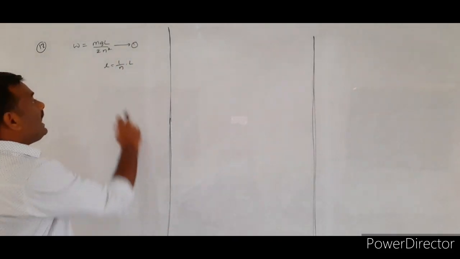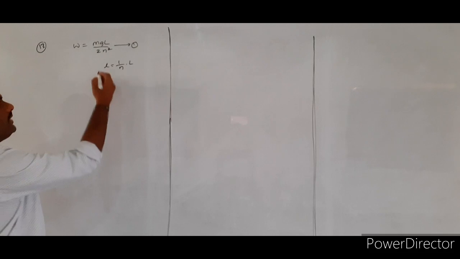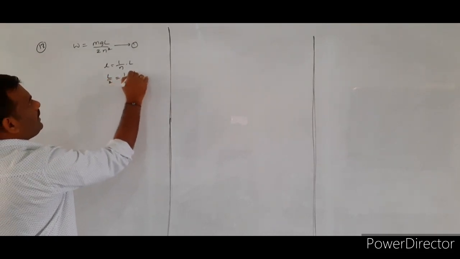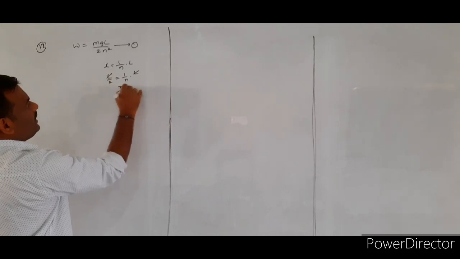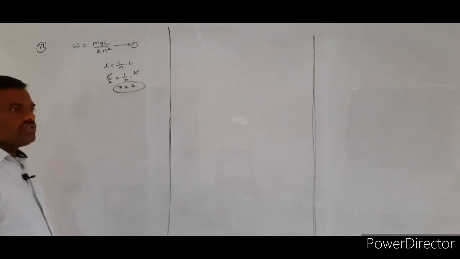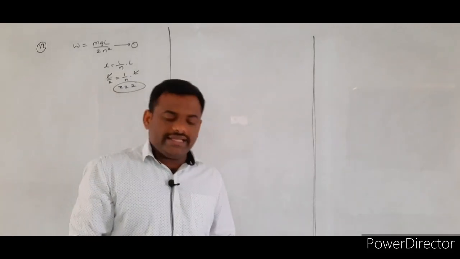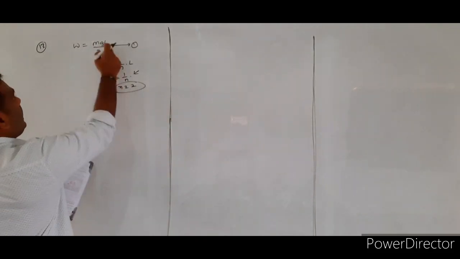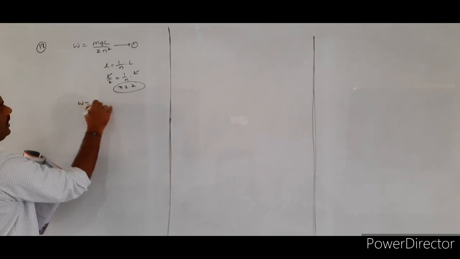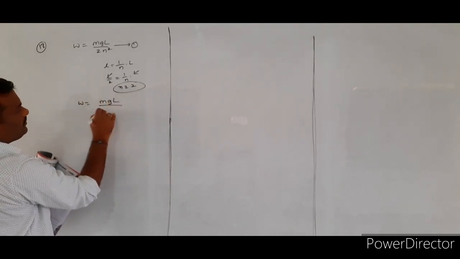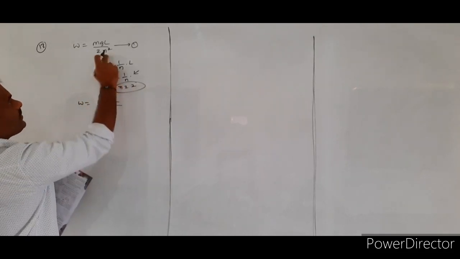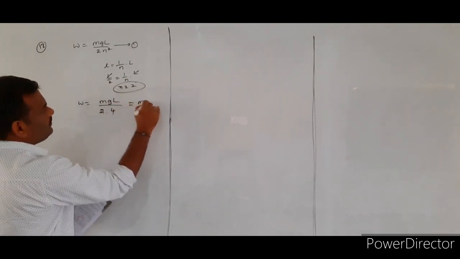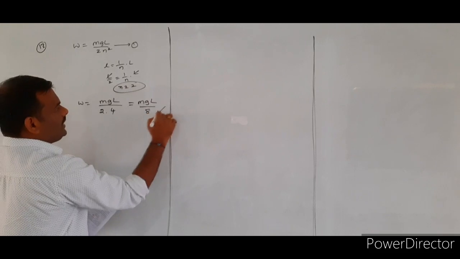Here they told that half of the length of the chain will be hanging, so the length of the hanging part is L/2 = (1/n) × L. L gets cancelled. So n value is 2. Like that we have to calculate the n value. Now substitute the n value in the equation. Work done is equal to mgL/(2n²), n² means 2 squared, that is 4. The work done is mgL/8.